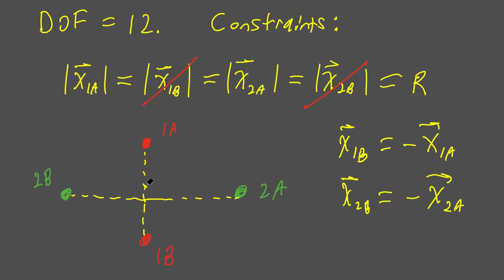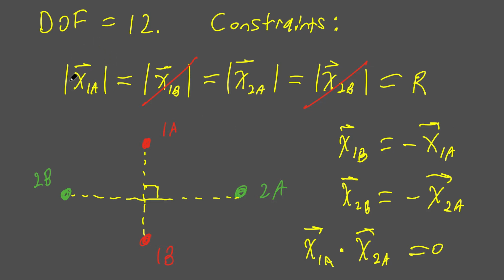but we still don't know that the struts are at right angles from one another, so we need to impose another condition that says x1a and x2a are orthogonal.